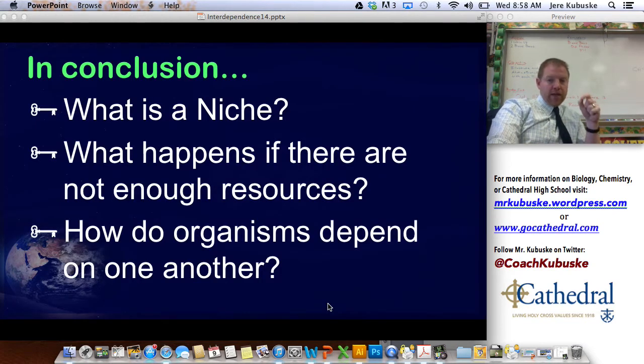So in conclusion, what is a niche? Niche is the role that you play in your ecosystem, or in your community. What happens if there's not enough resources? There's competition, and then we learned about the competitive exclusion principle, where you'll be pushed out or you could go extinct. And then how do organisms depend on each other? There's predator-prey relationships, there's symbiotic relationships, and those are just a couple of the different examples.